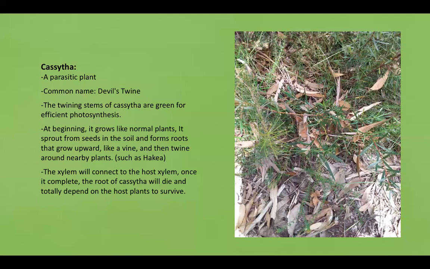This one is the Cassytha. It's a parasitic plant. The tiny stems of these plants are green for efficient photosynthesis. At the beginning, it grows like a normal plant. It sprouts from the seeds in the soil and forms roots that grow upward like a vine and then twine around nearby plants, such as Hakea. The xylem will connect to the host xylem. Once it's complete, the root of Cassytha will die and it will totally depend on the host plant to survive.